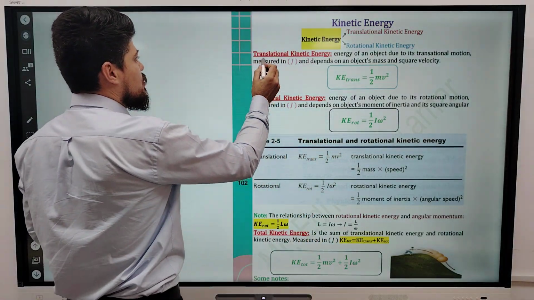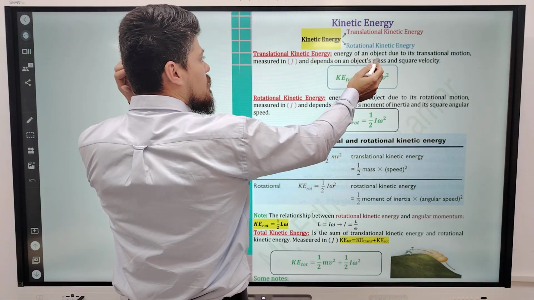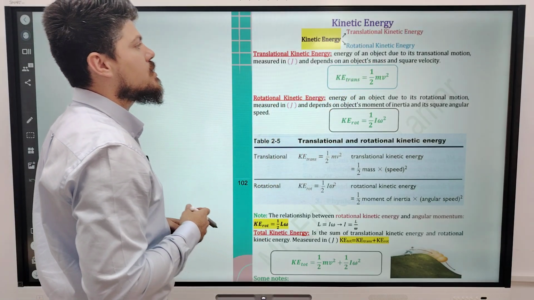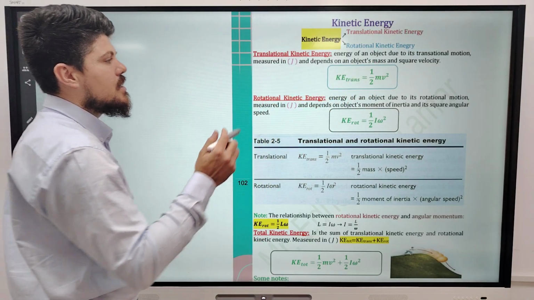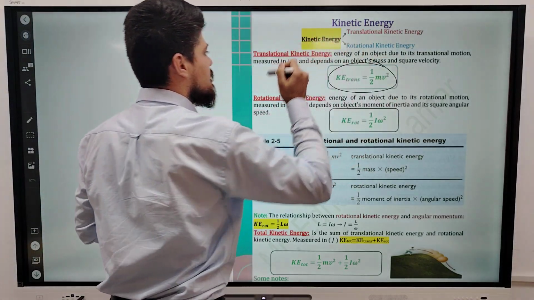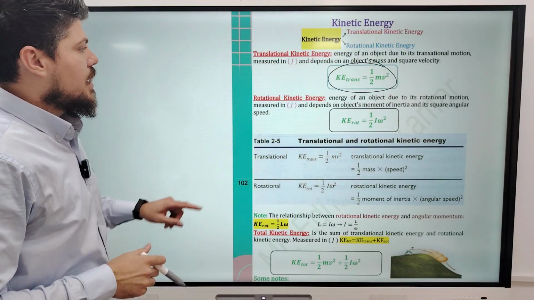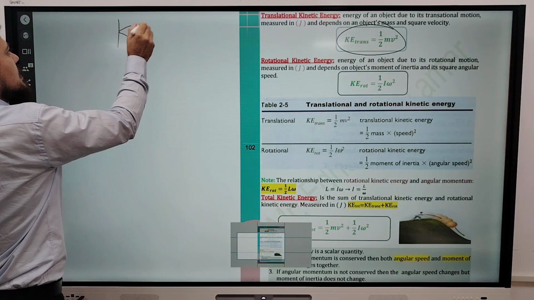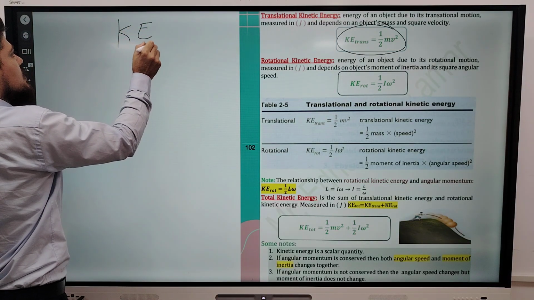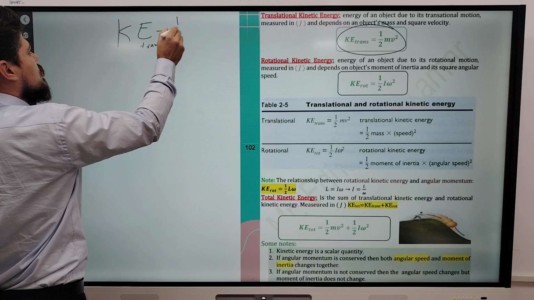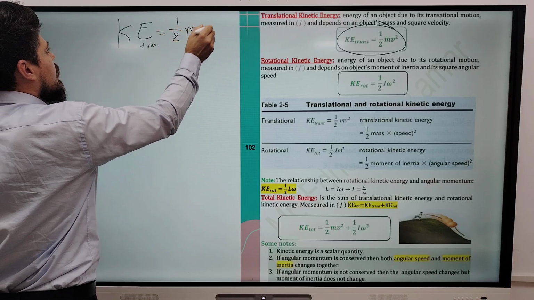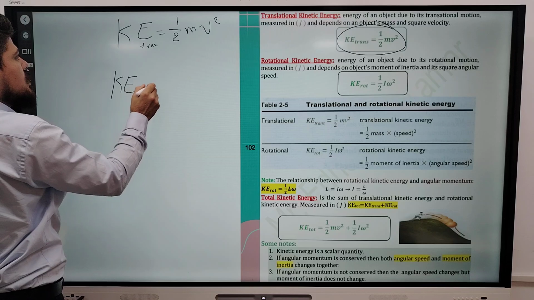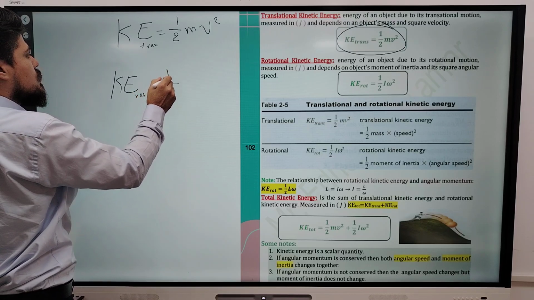Okay? Translational kinetic energy of an object is due to its translational motion. Measured in what? Joule, and depends on the object's mass and the square velocity, as you can see in this equation. Okay, but rotational kinetic energy, so this is translational kinetic energy, okay, is equal to 1/2 mv squared. But rotational kinetic energy is equal to 1/2.